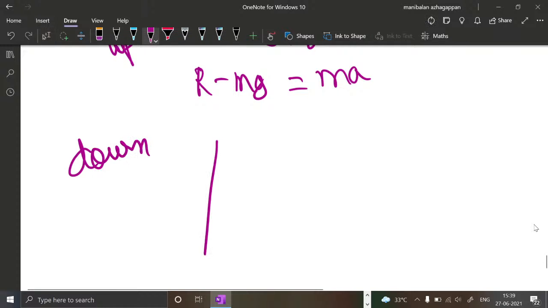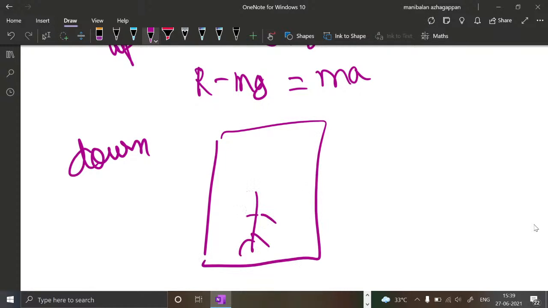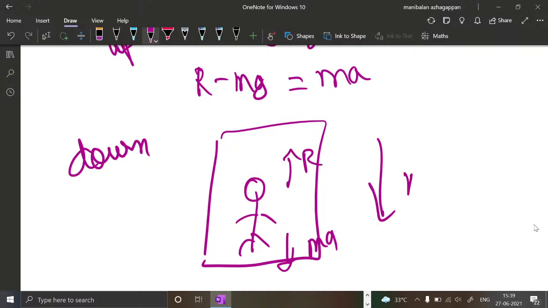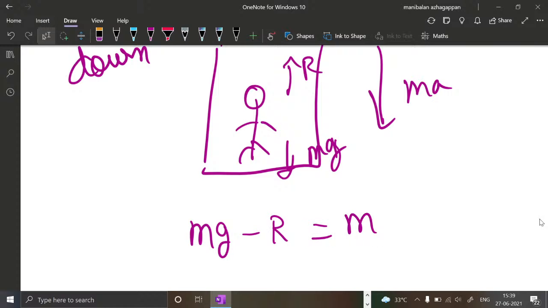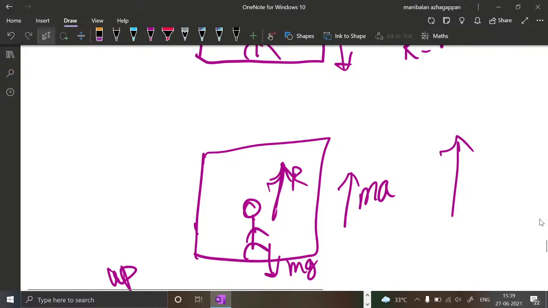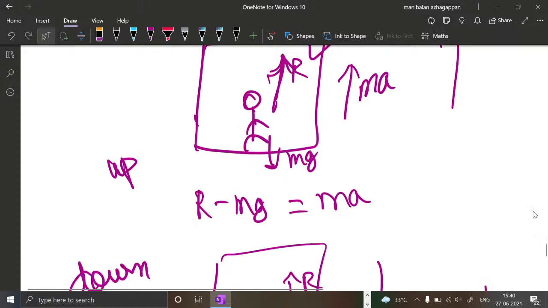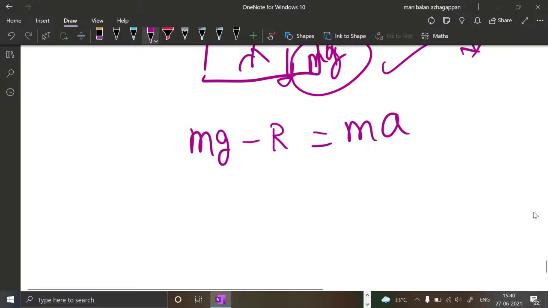So the person is standing inside the lift. The lift is moving down. Mg will be downwards. R will be upwards. Lift is moving down, ma. So in this case, I'm going to subtract: mg downwards minus upwards R is equal to ma. How come I'm writing mg as greater? Because the lift is moving down. So mg is greater. In the previous case, the lift is moving up, R is greater. This equation you can use to calculate with the lift moving up and down.